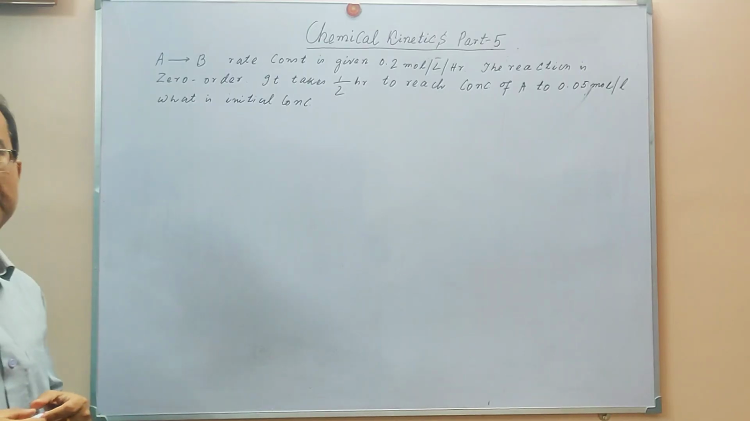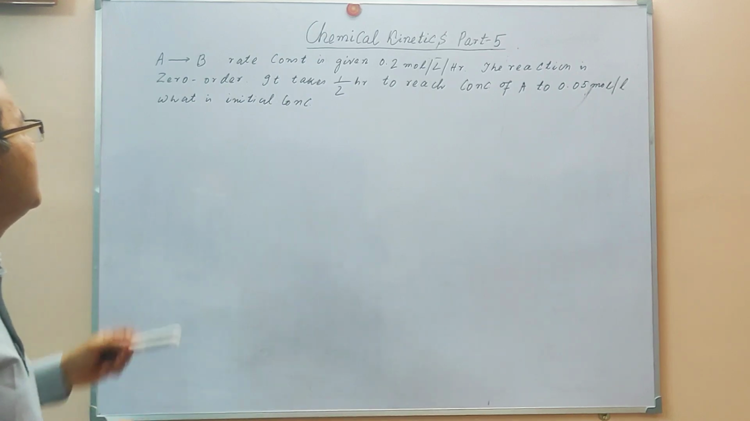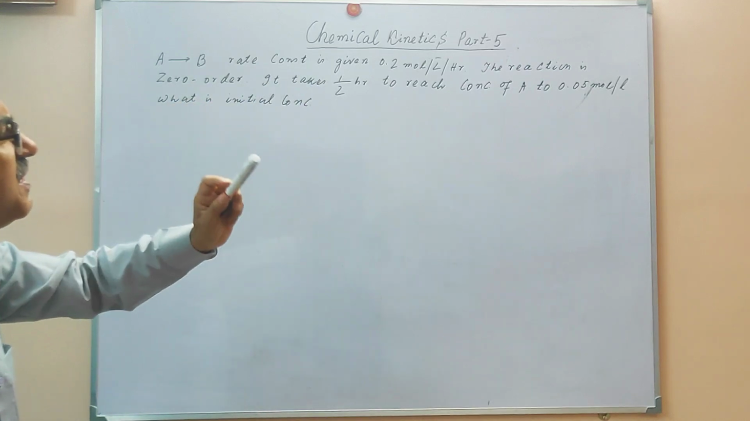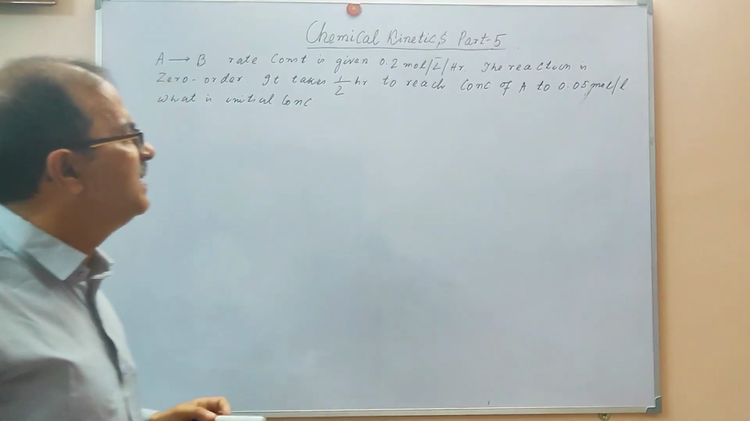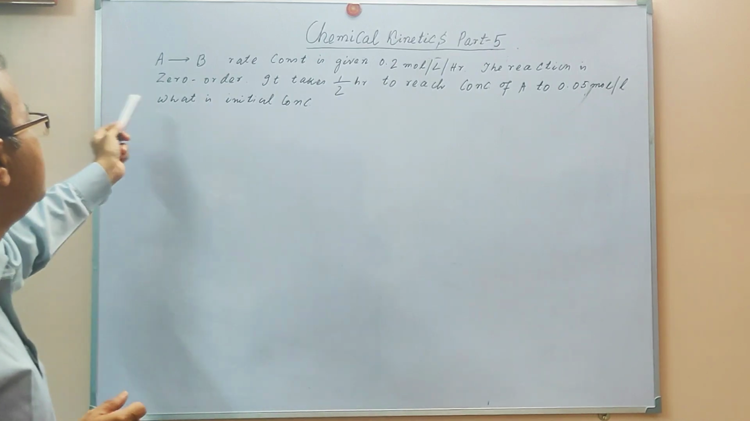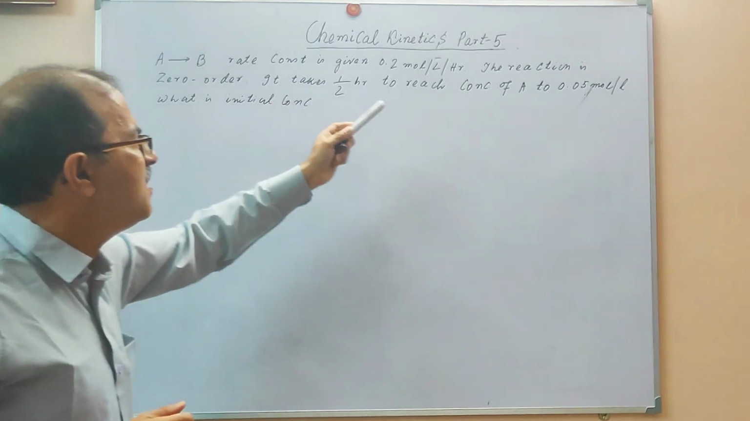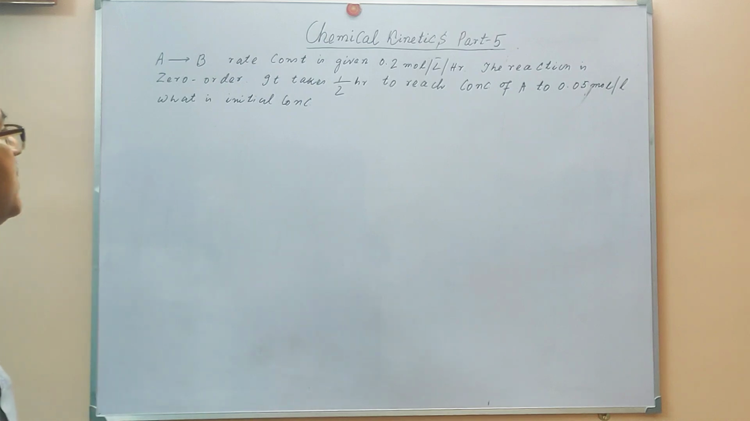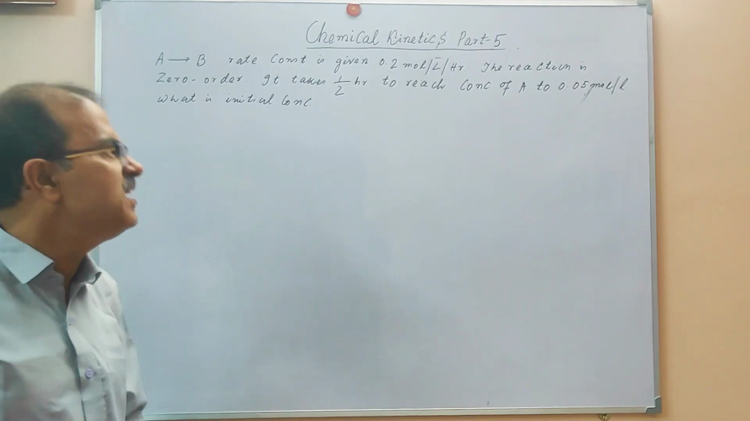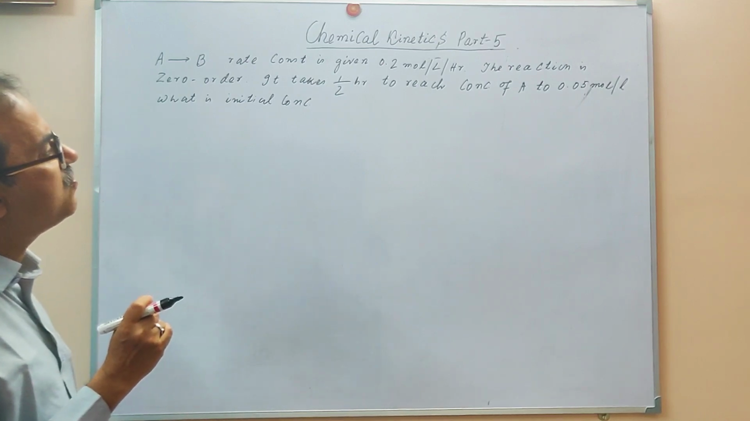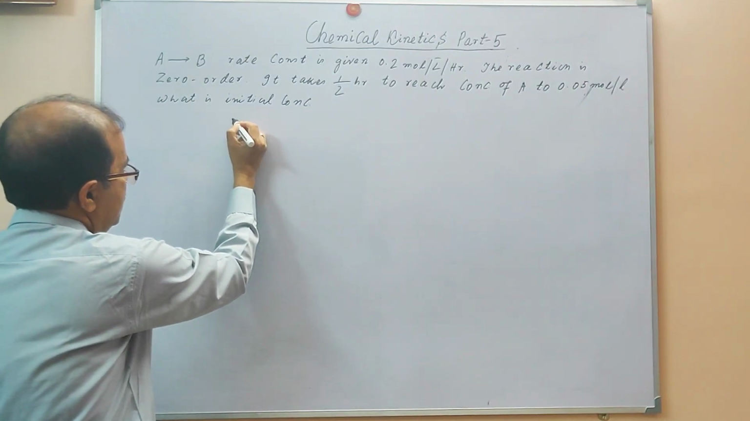A numerical on the zero order reaction is given here. The reaction is A to B. The rate constant is given here, 0.2 mole per liter per hour. The reaction is zero order, and it takes half an hour to reach the concentration of A to 0.05 mole per liter. What is the initial concentration? You have to calculate the initial concentration.